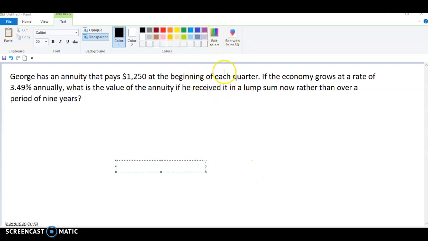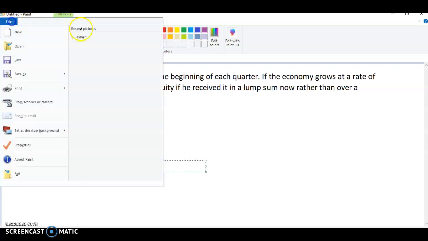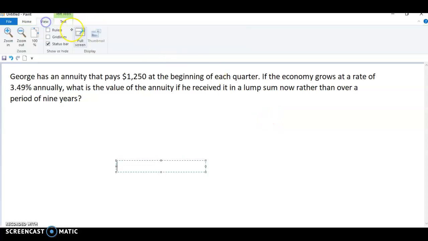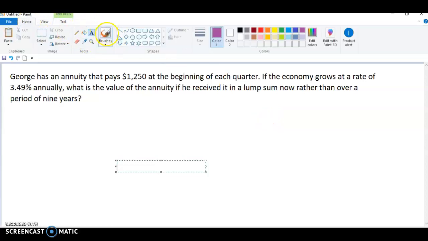So George has an annuity that pays $1,250 at the beginning of each quarter. If the economy grows at a rate of 3.49% annually, what is the value of the annuity if he received it in a lump sum now rather than over the period of 9 years?